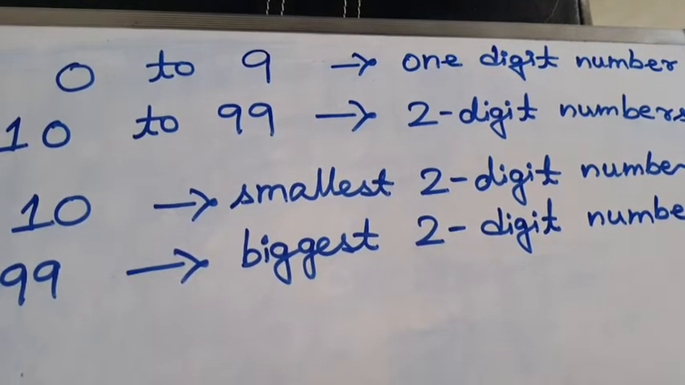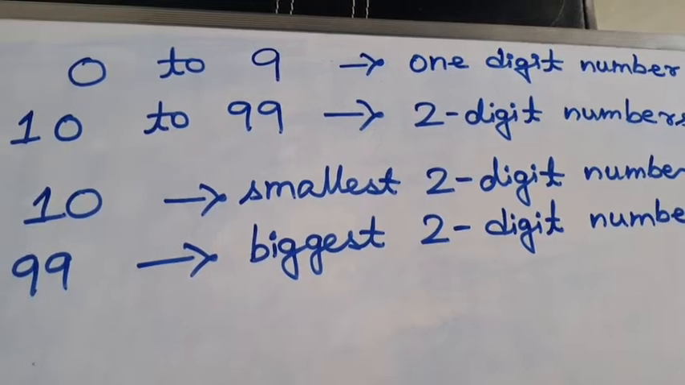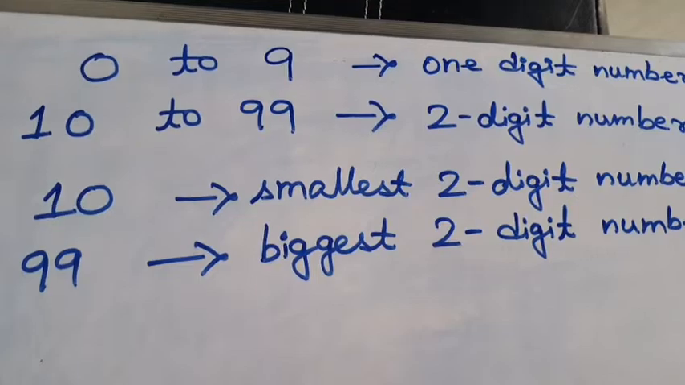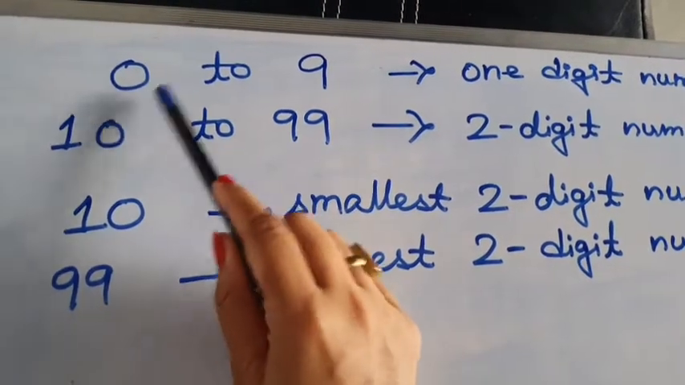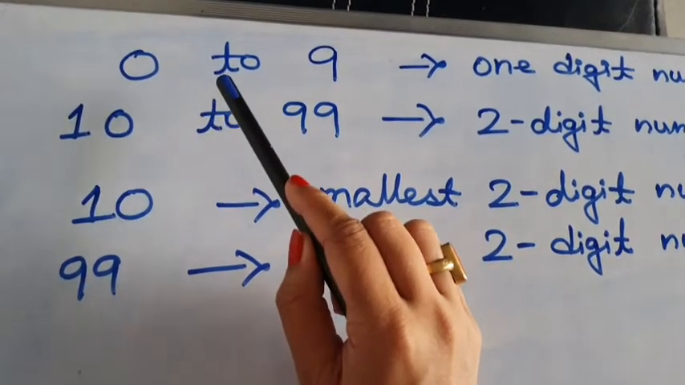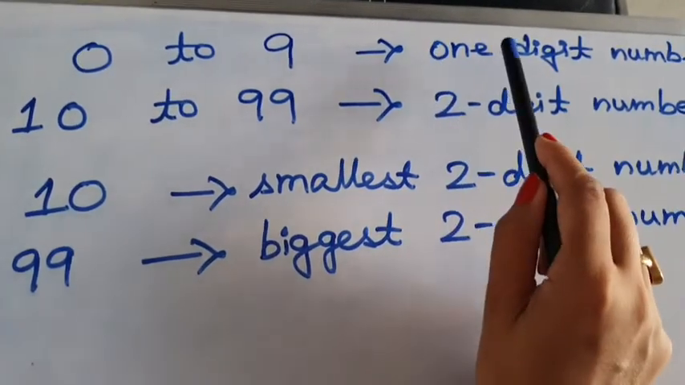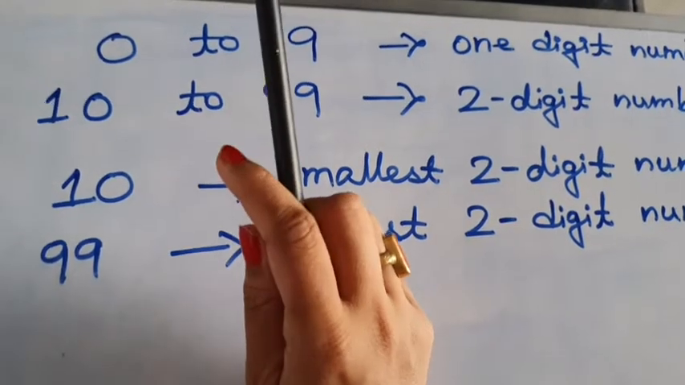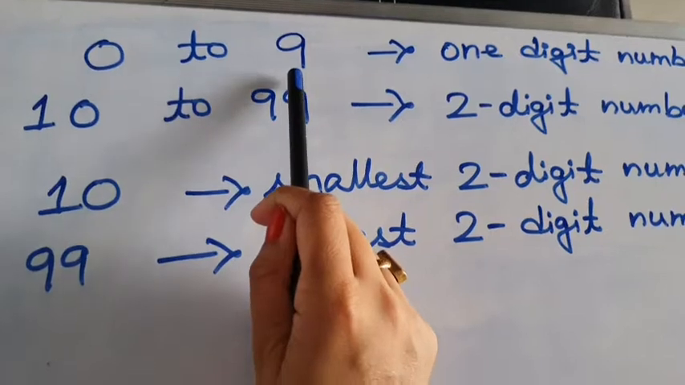Now, let us understand what we mean by digit. So, a digit is a symbol that is used to write the numbers. See, from 0 to 9, like 0, 1, 2, 3, 4, 5, 6, 7, 8, 9. So, these are known as one digit numbers.